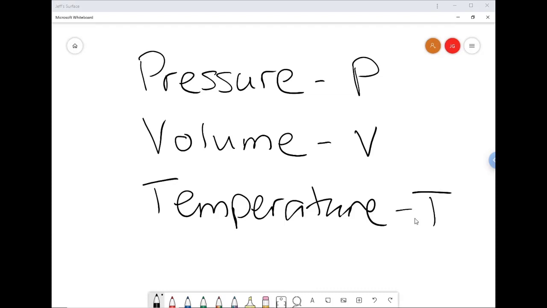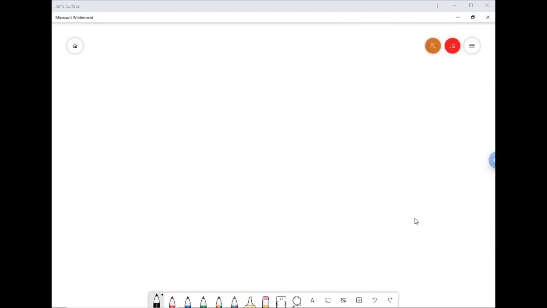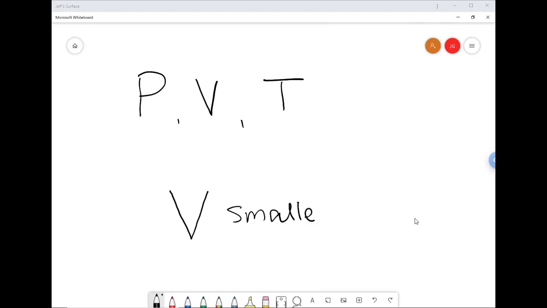All right, and okay. So we have pressure, volume, and temperature. And one of the observations we saw was that if I made the volume smaller, what happened to the pressure? I'm going to look at your comments.